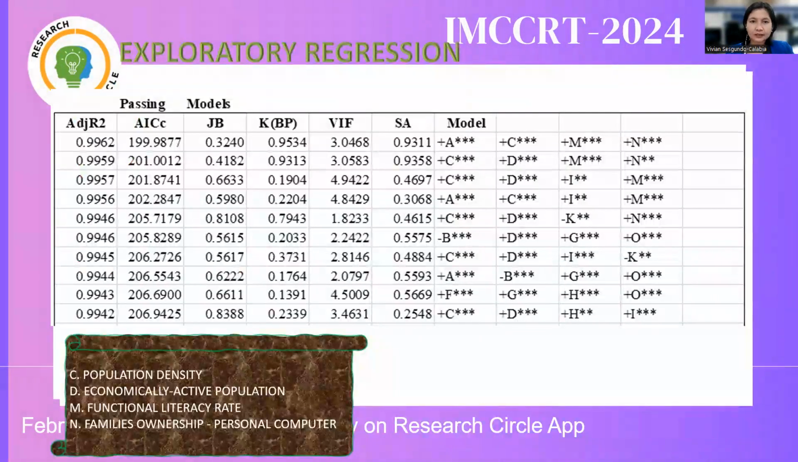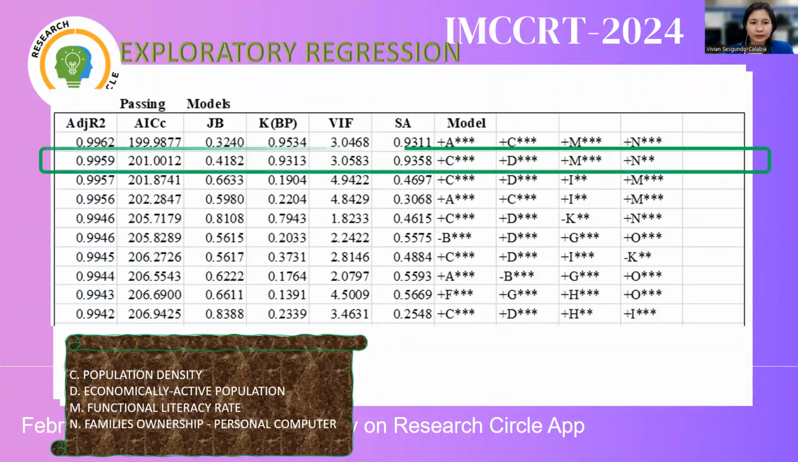Running the exploratory regression analysis, we have the following models with the highest adjusted R squared.